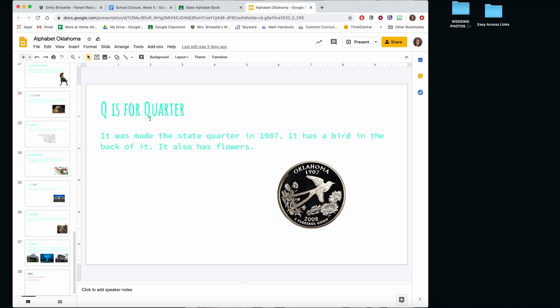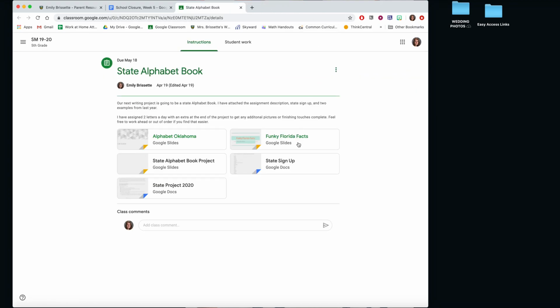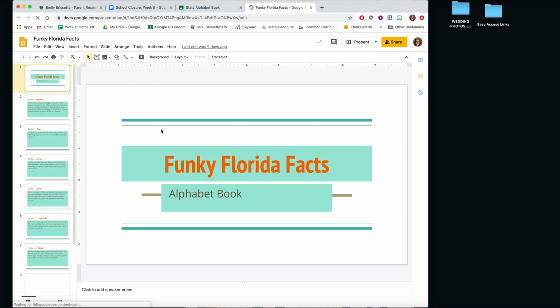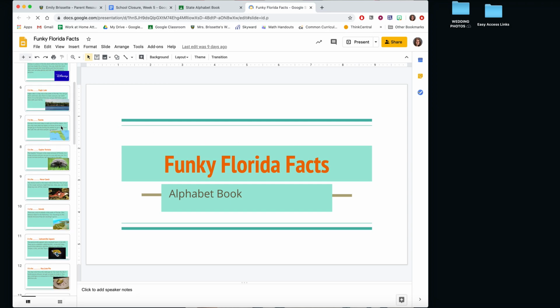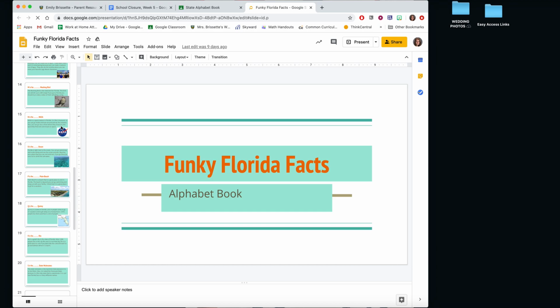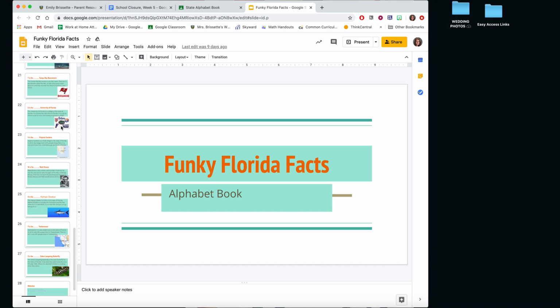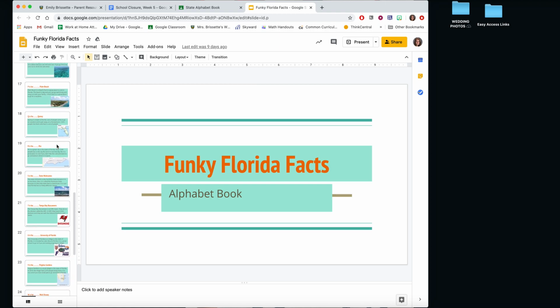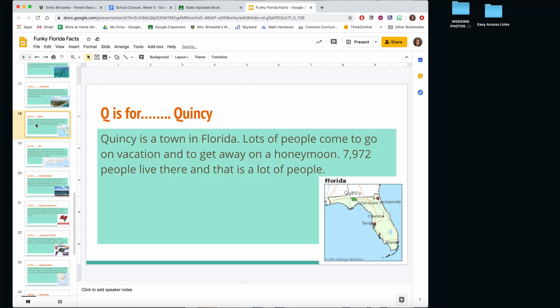Some of these are kind of hard, so you may struggle. Get creative, use any word you can. I had some kids last year use cities. They found some different city names and then put fun facts about those cities. Let me see what this example did here. Yeah, for Q, Q is kind of tricky, but in Florida there's a city named Quincy. So they did information about Quincy for their facts in this slide.